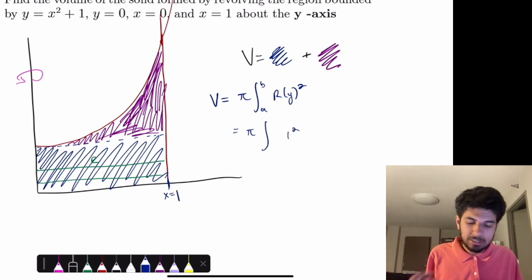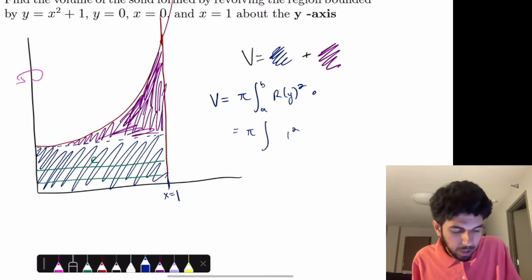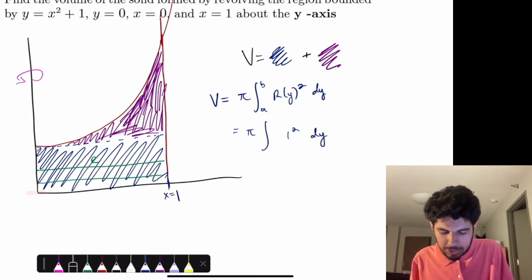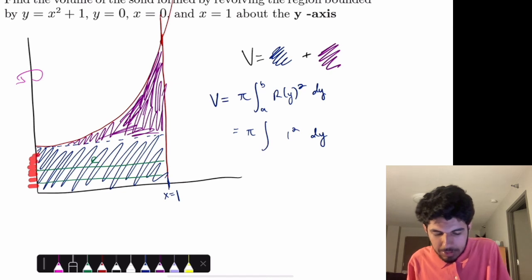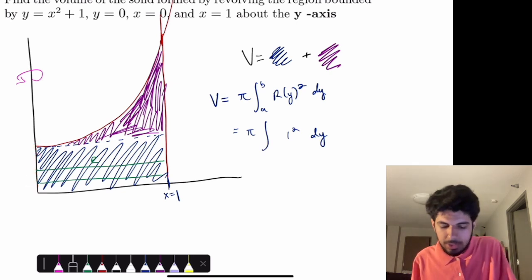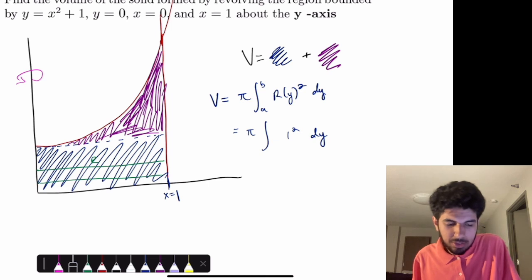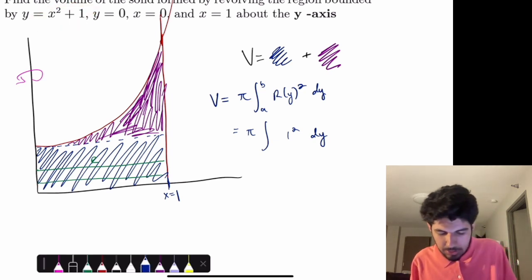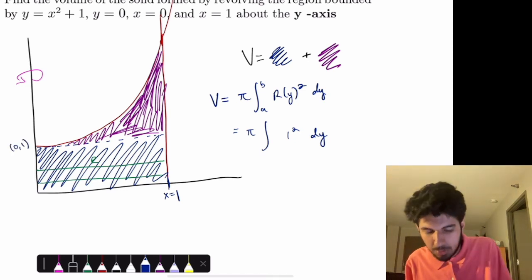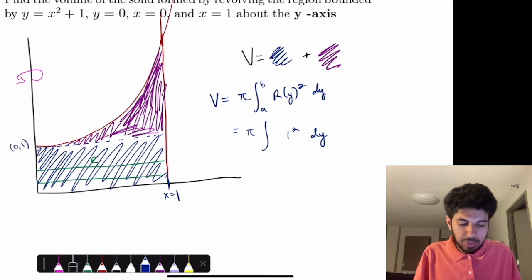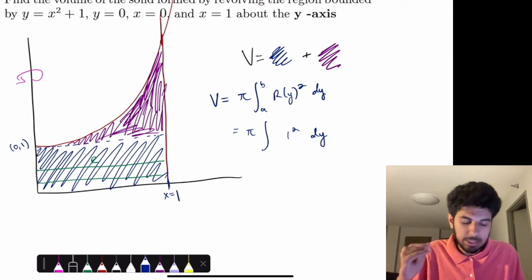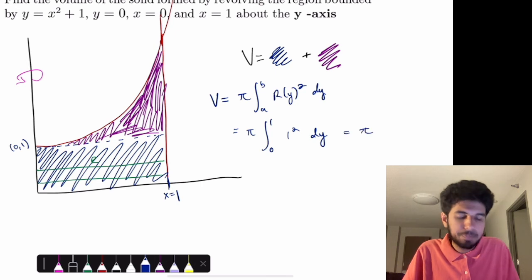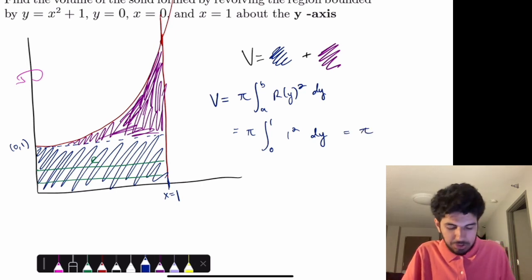What are our bounds? Remember, we're integrating with respect to y, so we should be thinking in terms of y. Here we start at 0, and then we keep on going up until we get to this point here. This point is where x squared plus 1 intersects the y-axis. So this occurs at the point (0, 1). That means our upper bound for the integration is 1. So we integrate from 0 to 1. This is just equal to pi. Cool. Now let's do the purple region.